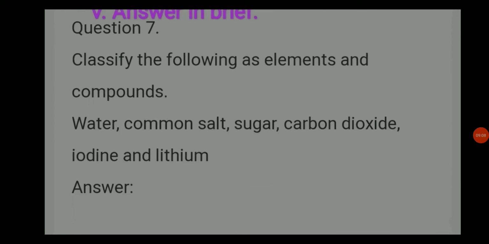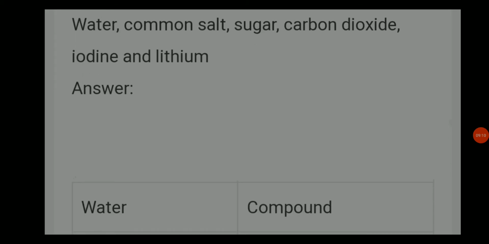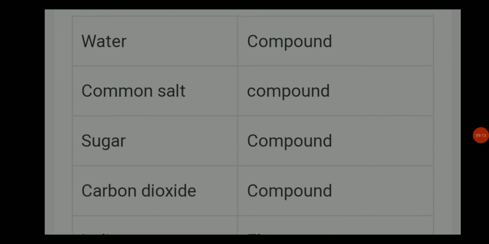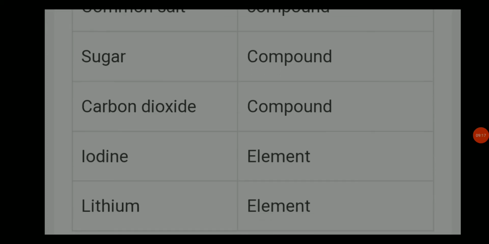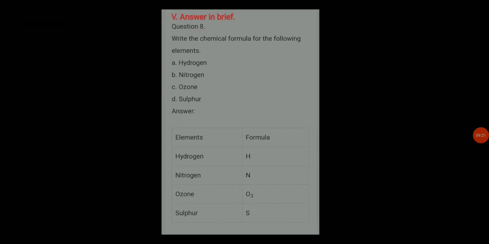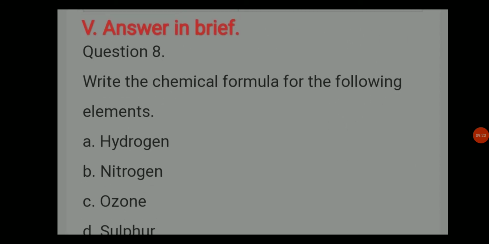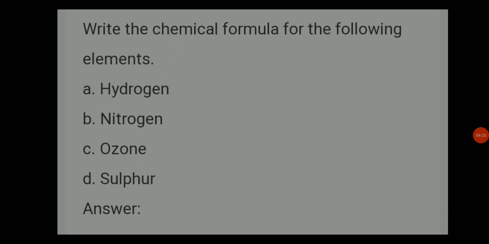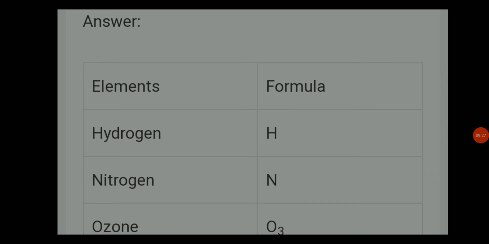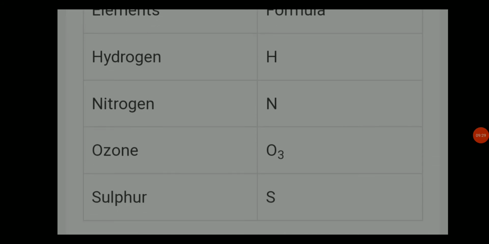Classify the following as elements and compounds. So water is a compound, common salt is a compound, sugar is a compound, carbon dioxide is also a compound, iodine and lithium are elements. Eighth one, write the chemical formula for the following elements. It's very easy. The elements are hydrogen H, nitrogen N, ozone O3, sulfur S.